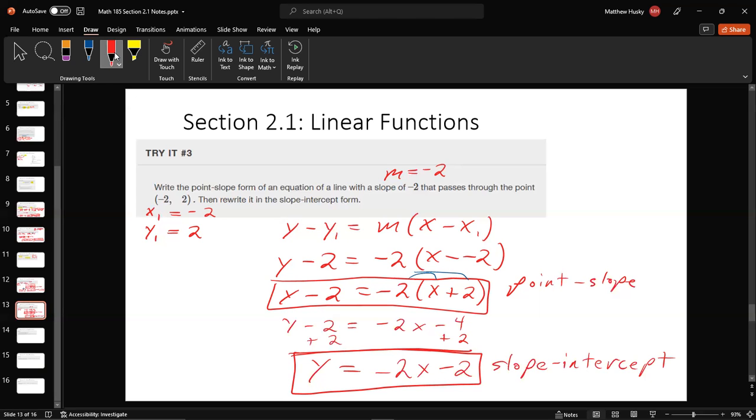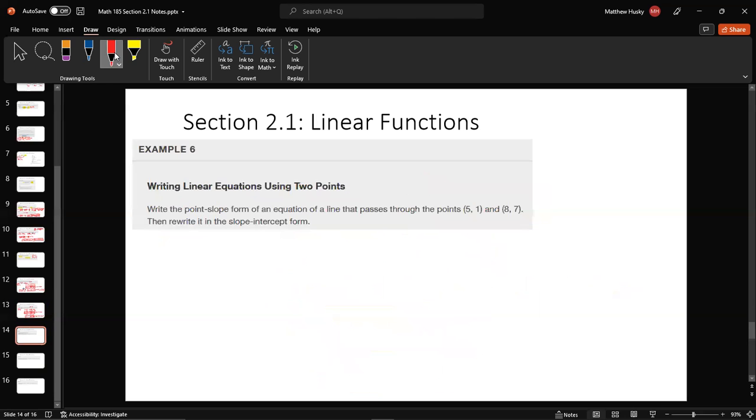Let's see what else we have here. So writing linear equations with 2 points. They say write point slope form of a line passing through 5, 1, and 8, 7, then rewrite it in slope intercept form. Okay, so here we're kind of going to do both things at the same time.